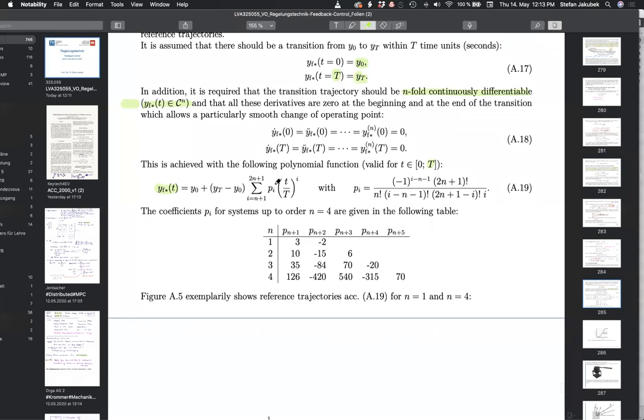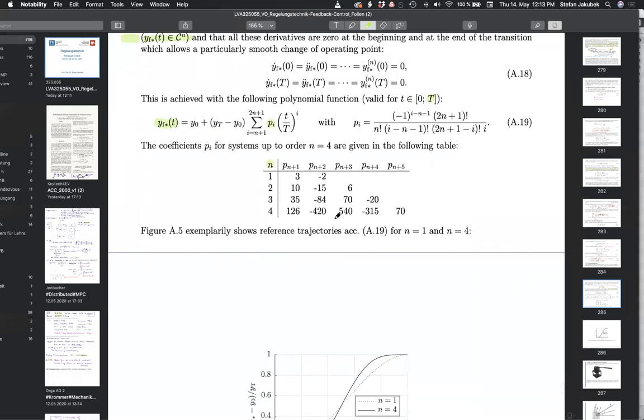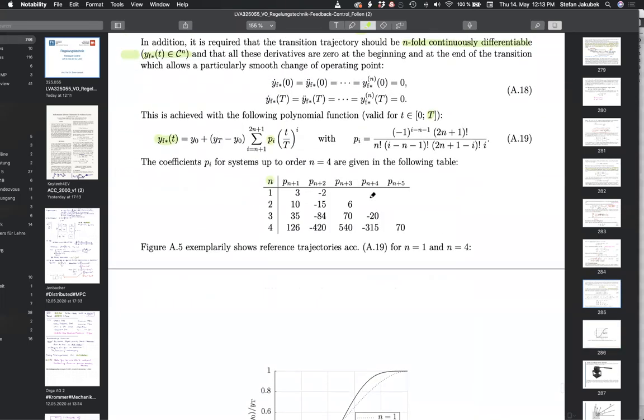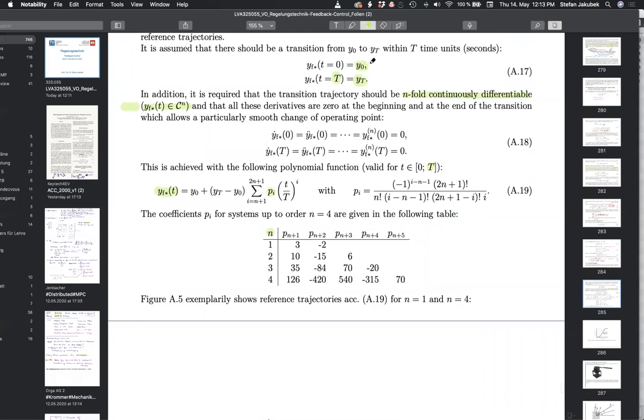So you see it's a sum of polynomial coefficients, which are denoted by pi. And for certain orders of systems, as you can see here, we just provide these coefficients for you. And then of course it's very nice because not only are we going to start here at y0 and then end at yt, but we're also going to give the system a smooth start. So all the derivatives are 0 when we start, and all the derivatives are also 0 when we end up in the terminal position. So this is nice also in terms of actuators. Everybody wants a smooth system, obviously. So this is a good way to do it.